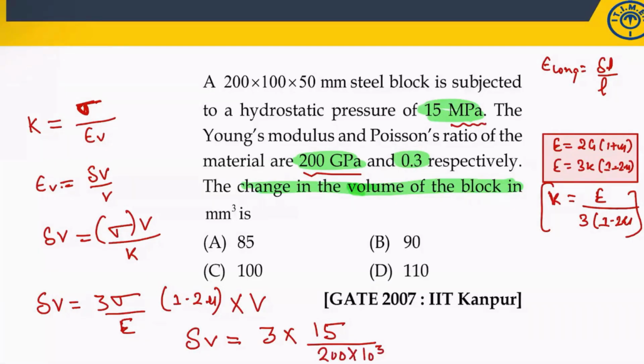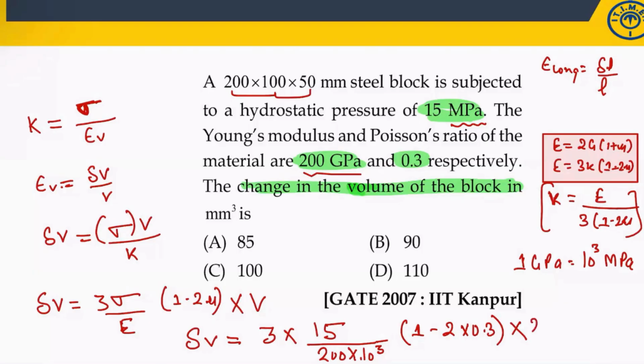200 into 10 to the power of 3 megapascal, because 1 gigapascal is nothing but 10 to the power of 3 megapascal. That's why I have kept it here. This is in megapascal. Okay, so Poisson's ratio is also given, 1 minus 2 into 0.3, into volume. What is volume? 200 into 100 into 50. All are in mm, no problem. Okay. So can you please tell me now how much volume you are getting?